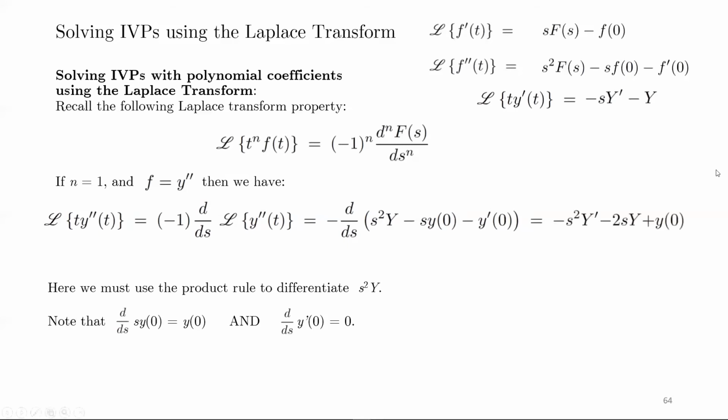Okay, so this is equal to, from the product rule, negative s squared times Y prime minus 2s times Y plus y 0. So product rule, first two terms of the product rule, and the last term here is the y0 term.